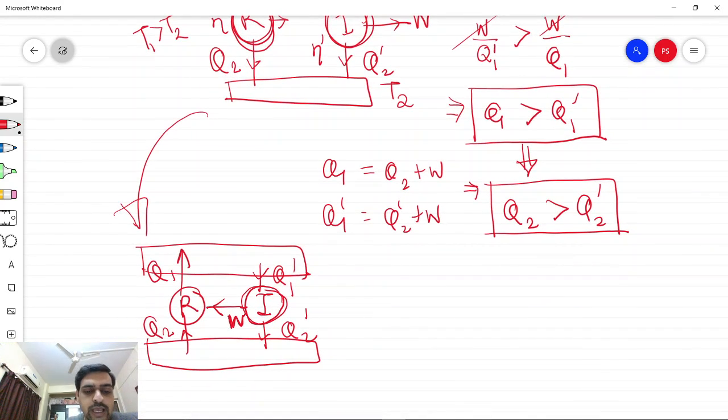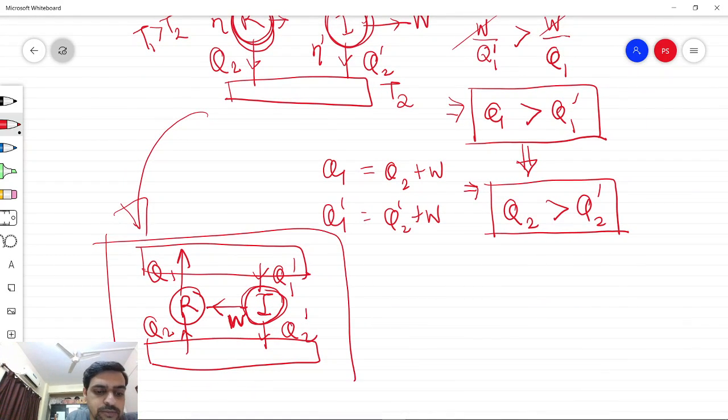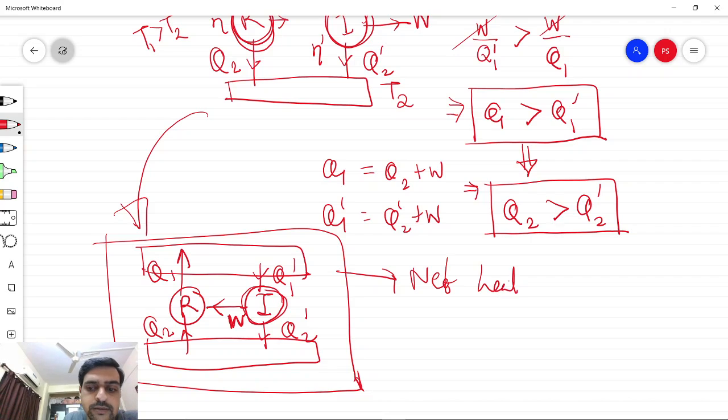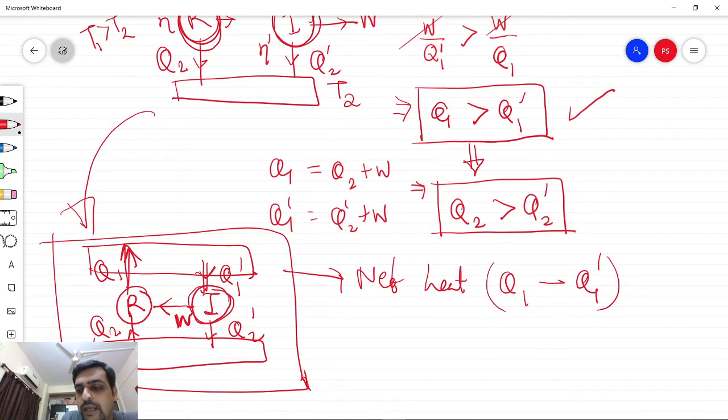Now if we look at this composite system, we observe that the net heat entering the source is upward arrow Q1 minus downward arrow Q1 dash. And since Q1 is greater than Q1 dash, this quantity is going to be positive.